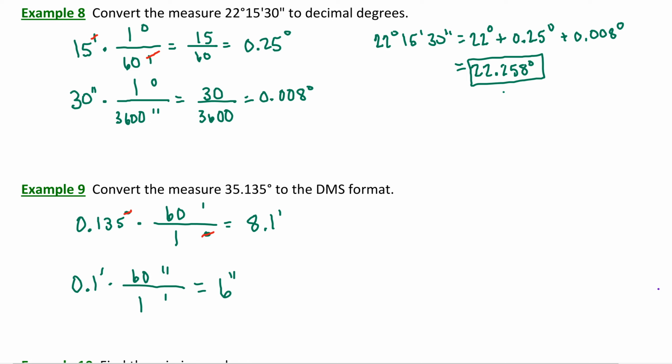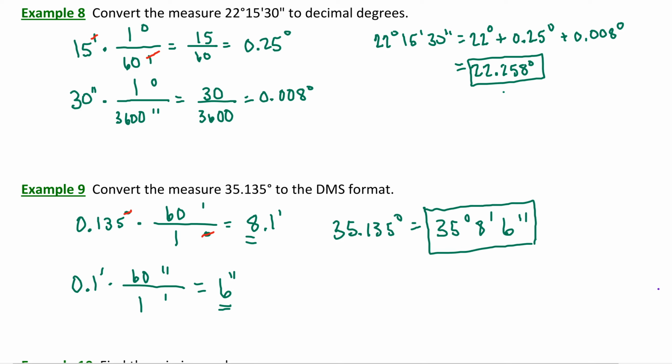So taking our whole numbers, we have 35.135 degrees. This is going to be equal to 35 whole degrees, 8 minutes. And remember, we converted the 0.1 minute into 6 seconds. So 35.135 degrees is the same thing as 35 degrees, 8 minutes, and 6 seconds.